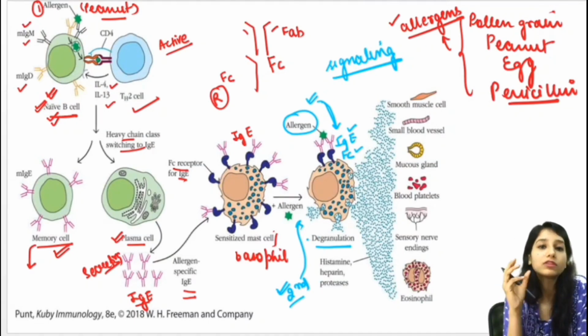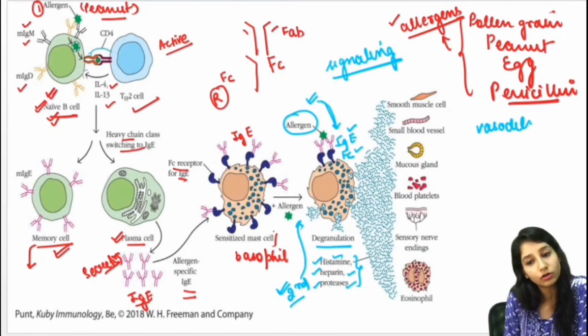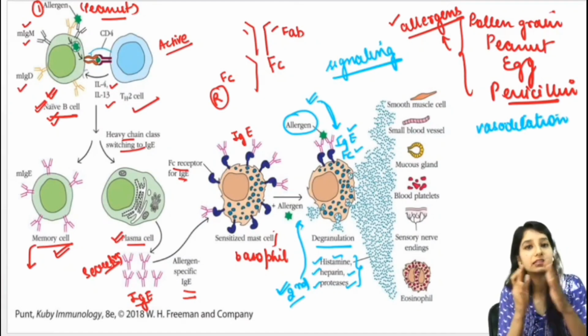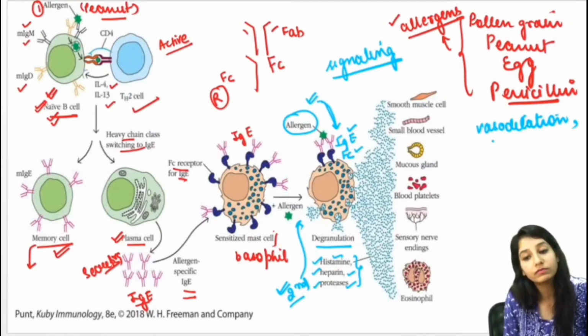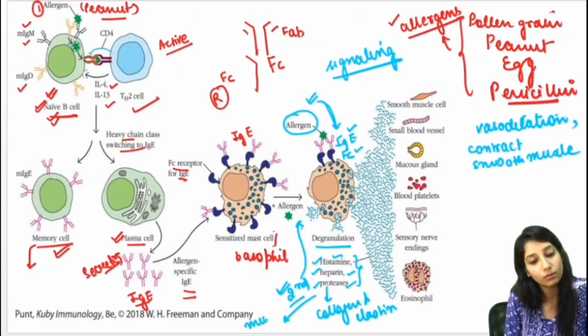What are granules? Granules are structures that contain some kind of molecules. For example, it will release histamine, heparin, protease. It will start releasing these kinds of molecules. Now what will these molecules do? They will cause vasodilation. What is vasodilation? They will increase the diameter of the blood vessels. With that, they will contract the smooth muscles. After that, protease will start breaking collagen as well as elastin. It will also start forming mucus in your body.